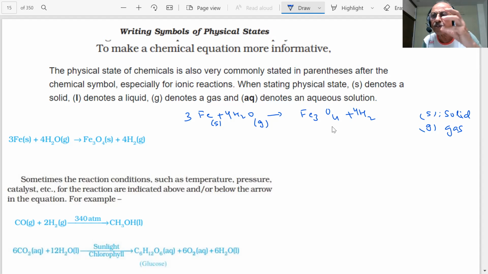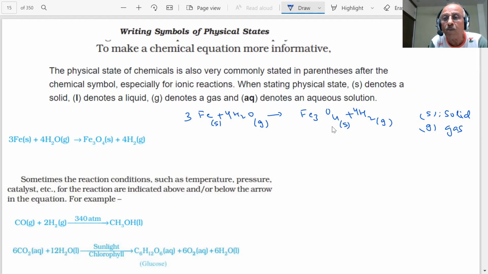There are three states of water: solid, liquid and gas. If you want to convert ice into water, you have to supply energy. And if you want to convert water into steam or gas, you have to supply more energy. You already know about it. So here the reaction takes place when iron is reacted with steam, water gas. And this compound Fe3O4 is formed in the solid state, and hydrogen gas is produced.